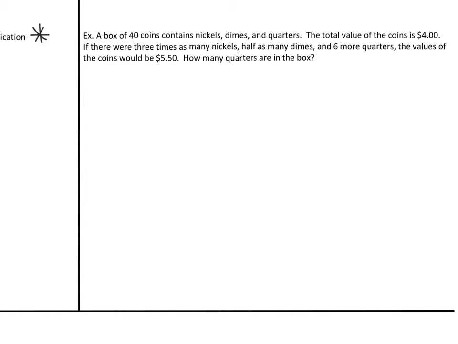In that first sentence, I think we'll be able to get our variables. We have nickels, dimes, and quarters. So I'm going to let my nickels be X, dimes be Y, and quarters equals Z. Now it says there are 40 coins total. What I'm going to do with that information is let X be the number of nickels, Y be the number of dimes, and Z be the number of quarters. So that would mean that X plus Y plus Z equals 40 total coins. So that's the amount of each type of coin.